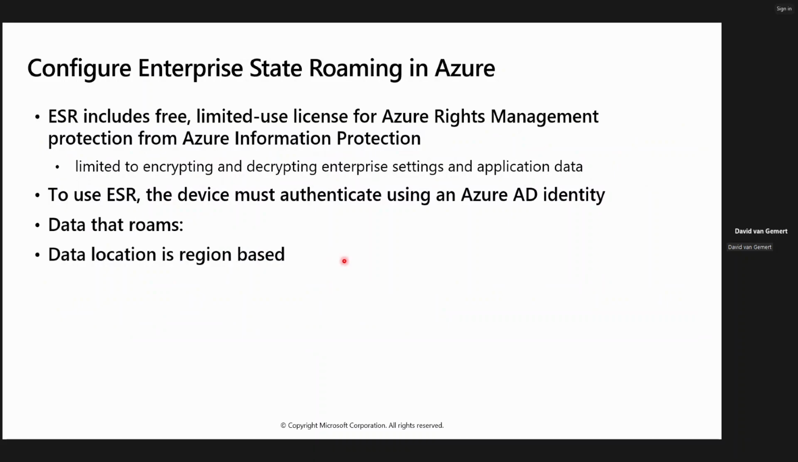ESR includes a free unlimited use license for Azure Rights Management protection from Azure Information Protection, limited to encrypting and decrypting enterprise settings and application data. All they're saying is that your data being roamed by enterprise state roaming is protected through a limited use Azure Information Protection license. All Azure Information Protection ensures is that your data is encrypted. It's a license they give you for free, basically, to encrypt your data using Azure Rights Management.